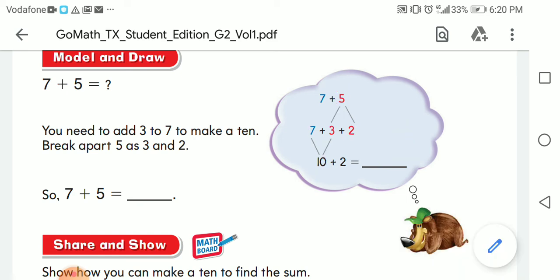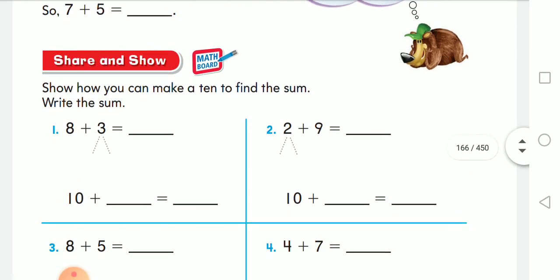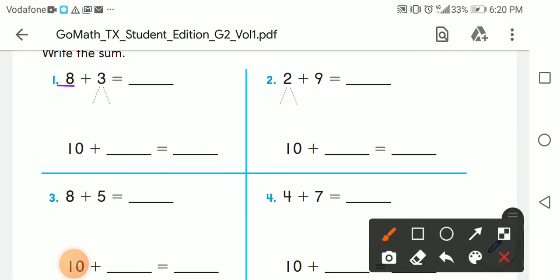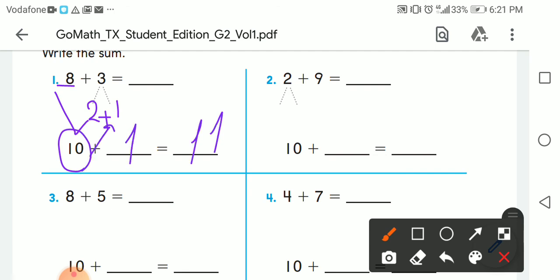Let me see how I can solve this together again. Okay, I have here 8 plus 3. 3 is 2 plus 1. So after this, 8 plus 2 is 10, right? Then 10 plus 1 gives me 11. Another one, this 2 equals 1 plus 1. Okay, I will take here 1 plus 9 gives me 10. 1 plus 9 gives me 10. Then plus 1 gives me 11.